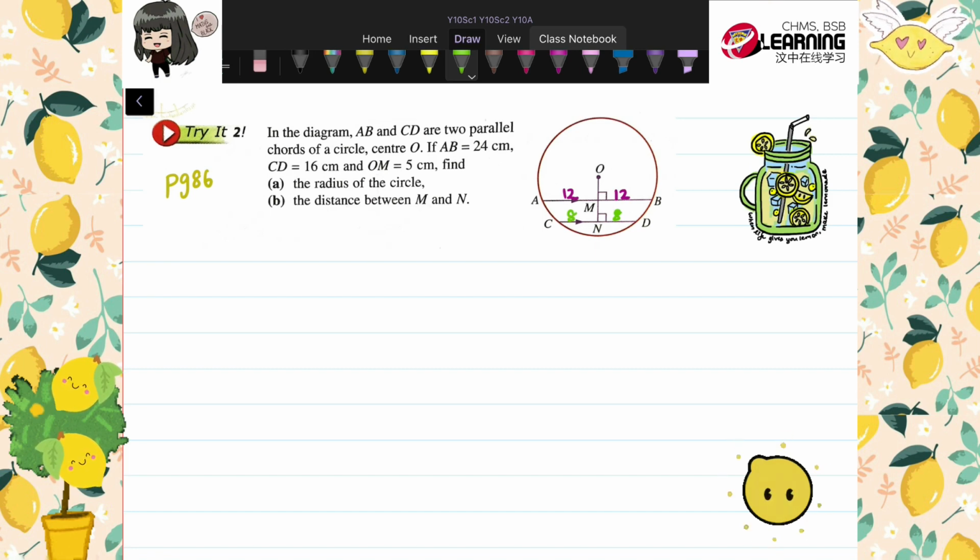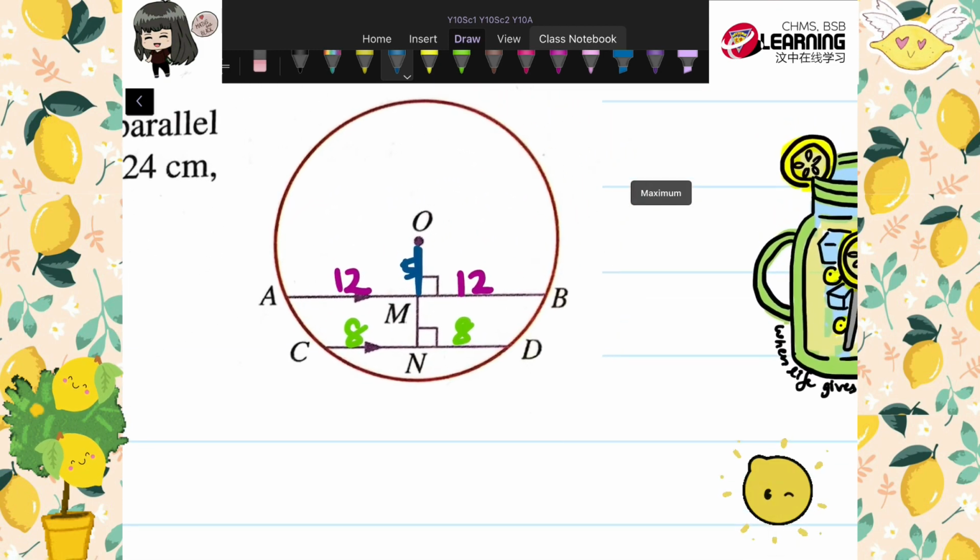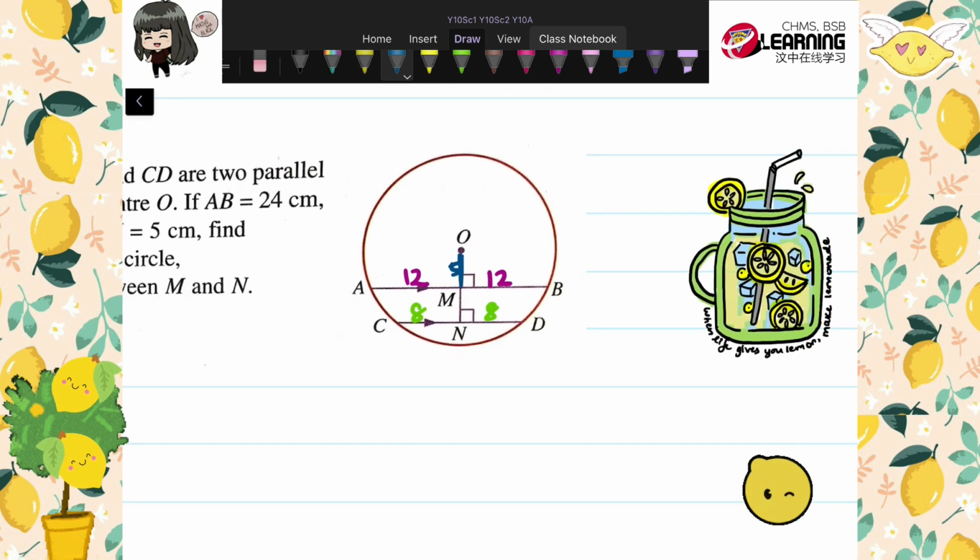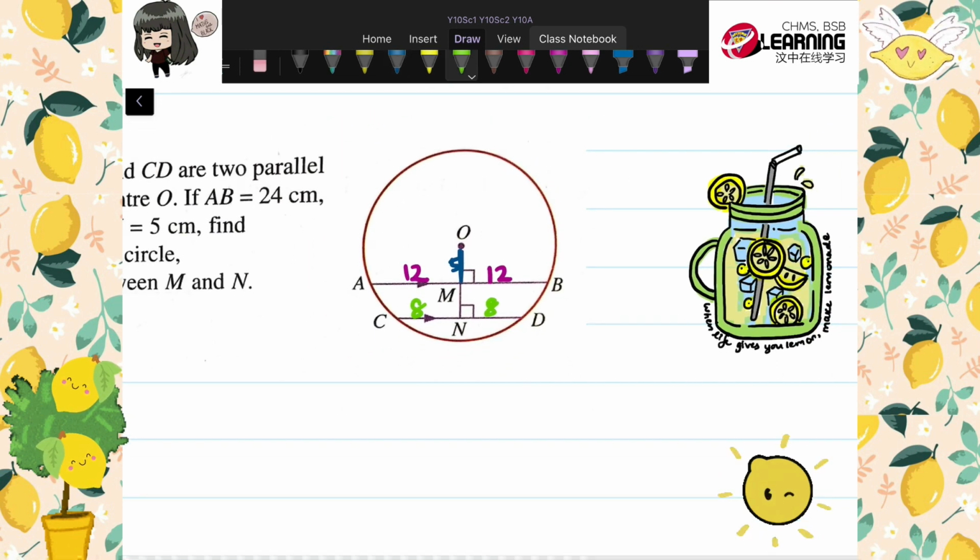OM is 5, so your 5 here is this. Only this OM, the short one, is 5. Find the radius of the circle. Allow me to zoom in. Your radius line can be anywhere, here, here, here, but if you draw the radius line over there, no use, right?